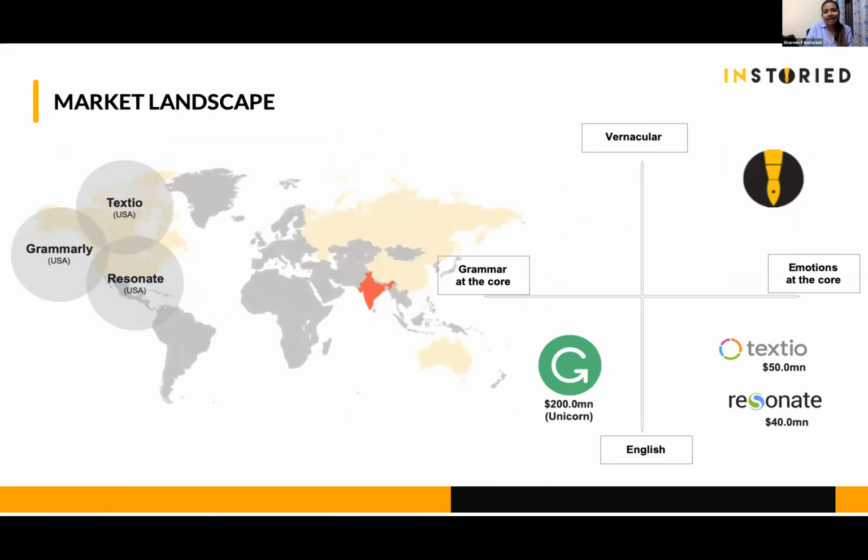From a market landscape, we are not alone in this space, which I think is great news because it validates that there's huge potential. Grammarly would be an indirect competition to us. They've raised over 200 million. I'm happy to tell you that we had an acquisition offer from them back in 2019 when we had just launched our alpha. Two of our direct competitors are these two companies called Textio and Resonate, both based in the US. The biggest difference between Textio and us is that they're primarily in the HR tech space, and we essentially work with all of the internal marketing communication within a company or any external marketing communication based content.